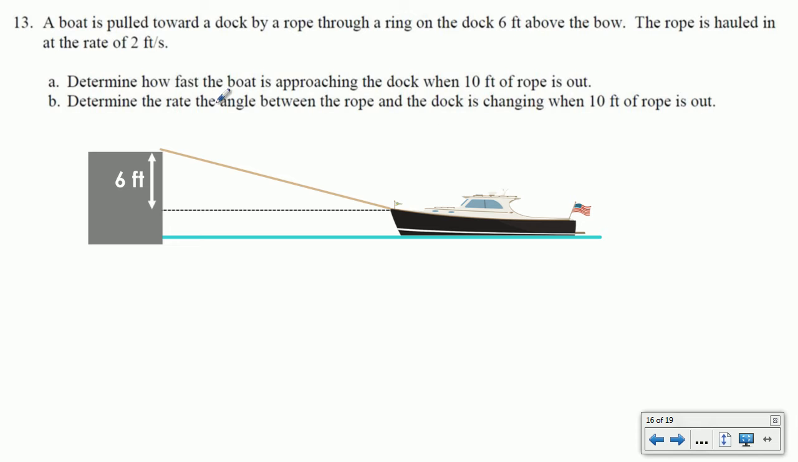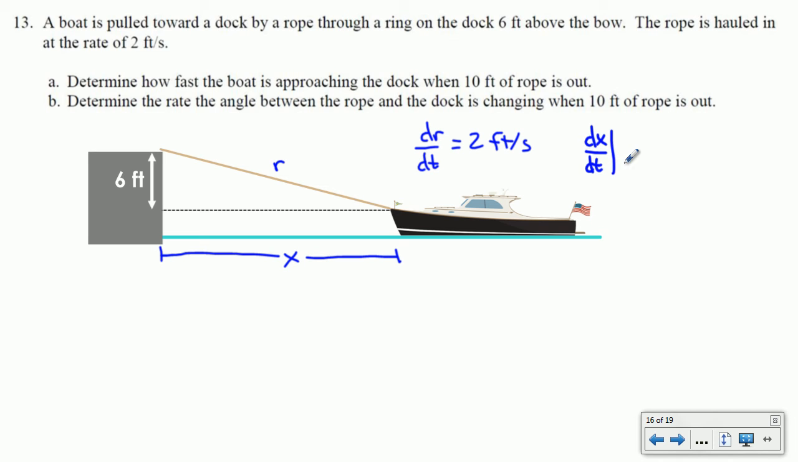So it would be helpful to draw a diagram, as I have done already, and identify some things that we know. We know that this length is 6 feet. We know that the rope is being hauled in at 2 feet per second. So we could say dr dt is 2 feet per second. We can maybe label this as x between the boat and the dock. We need to find dx dt when the rope is at 10 feet.